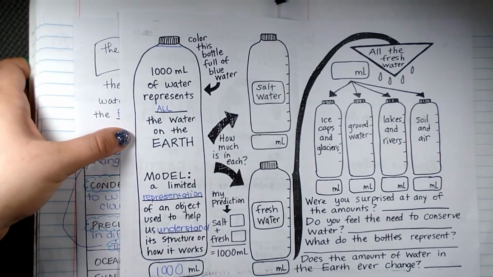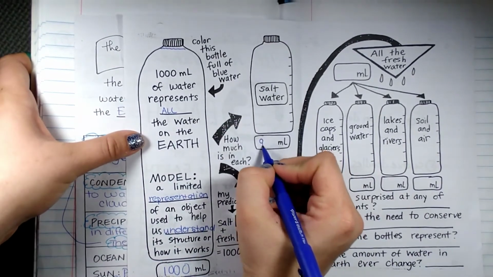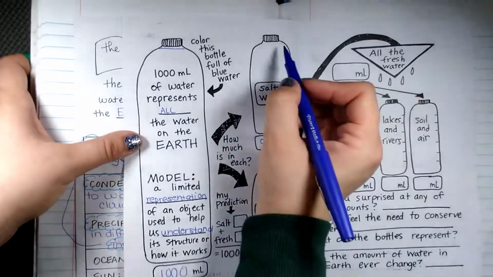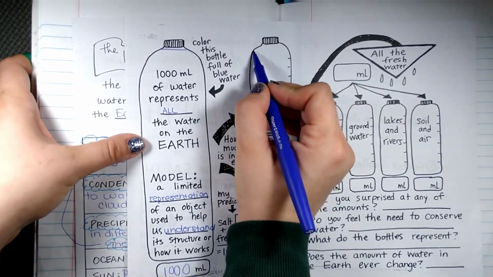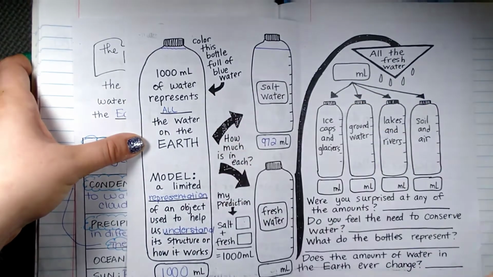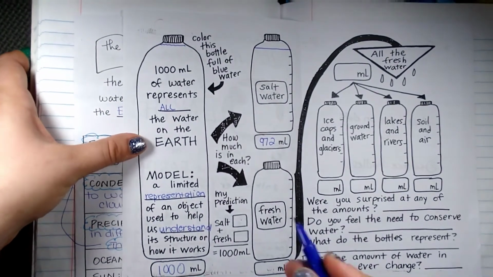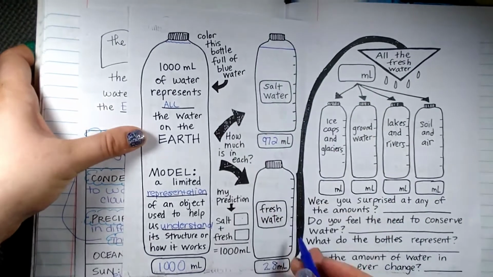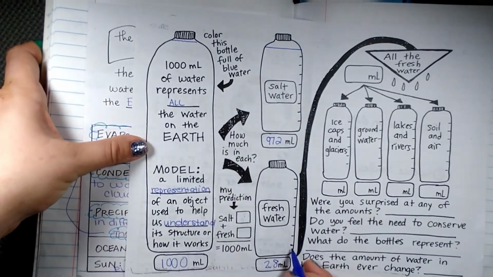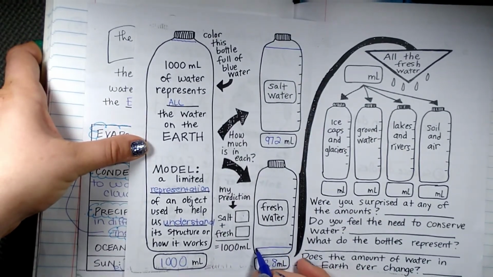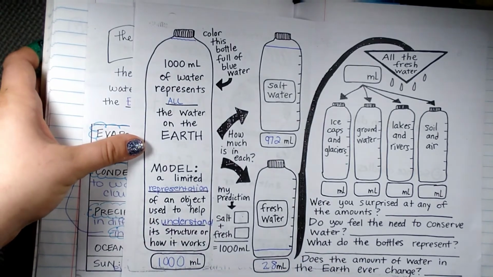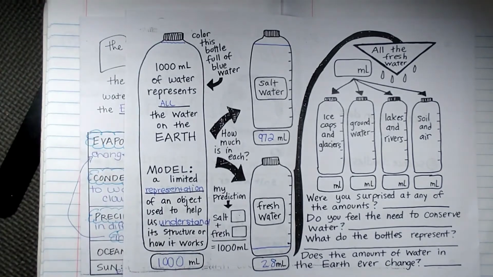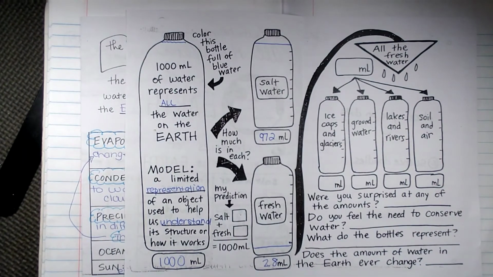All right, so salt water is going to be, out of this 1,000, 972 will be salt water. So we will be just up to this level here. And 28 would be fresh water. So you can see the majority of it is salt water. And now I would like you to go get your blue crayon or colored pencil and we will color these on this page.